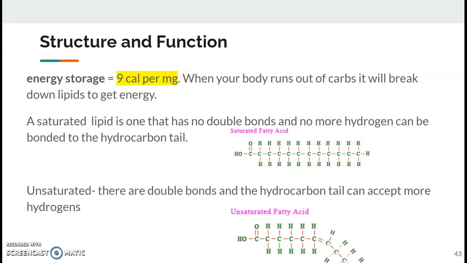So because of this, saturated lipids stack very neatly and store a lot easier, and that's why saturated fats store better. Unsaturated fats have double bonds in the hydrocarbon tail, and they can accept more hydrogen. So here's a double bond, and this carbon can break and accept more hydrogens there.